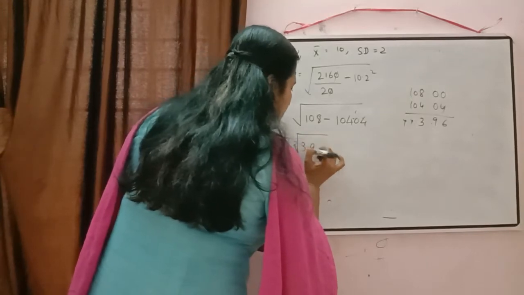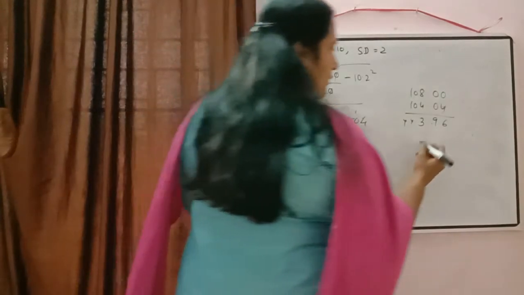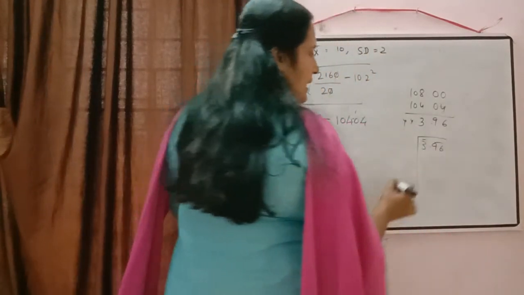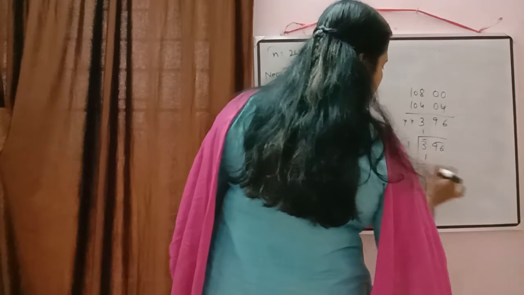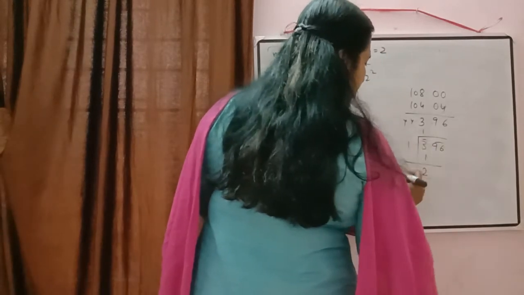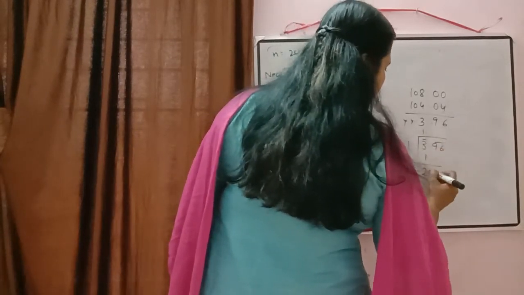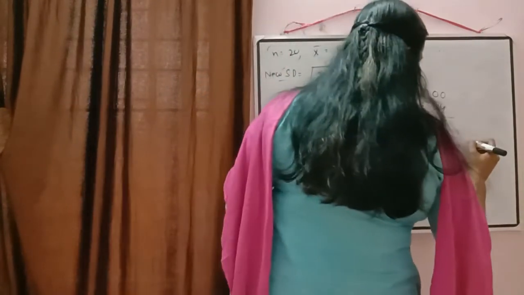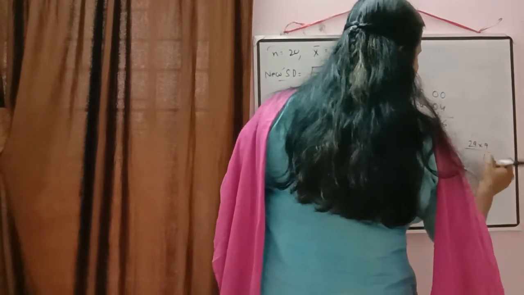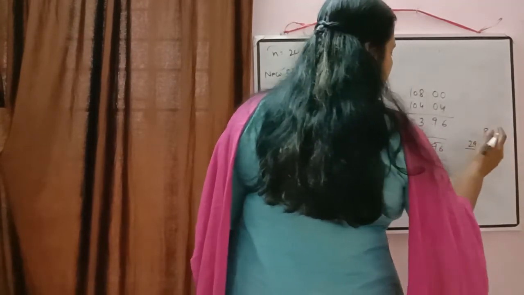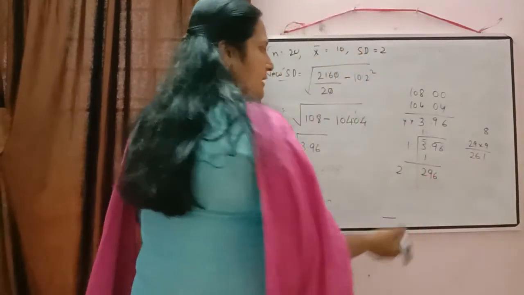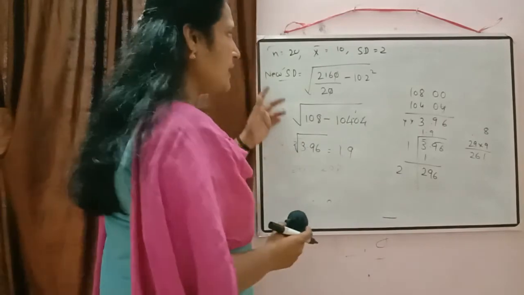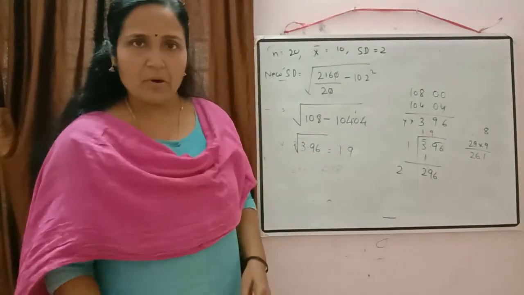Square root of 3.96. If you want, we can calculate here only. Square of a number less than or equal to 3 is 1. So 1 1 is 1. 3 minus 1, 2. Next 96 will come, so 296. Just to check here: 29 into 9. 9 9s are 81. Carry over 8. 9 2s are 18 plus 8, 26. So 9 will come. So directly you can write down there: the new standard deviation will be equal to 1.9.